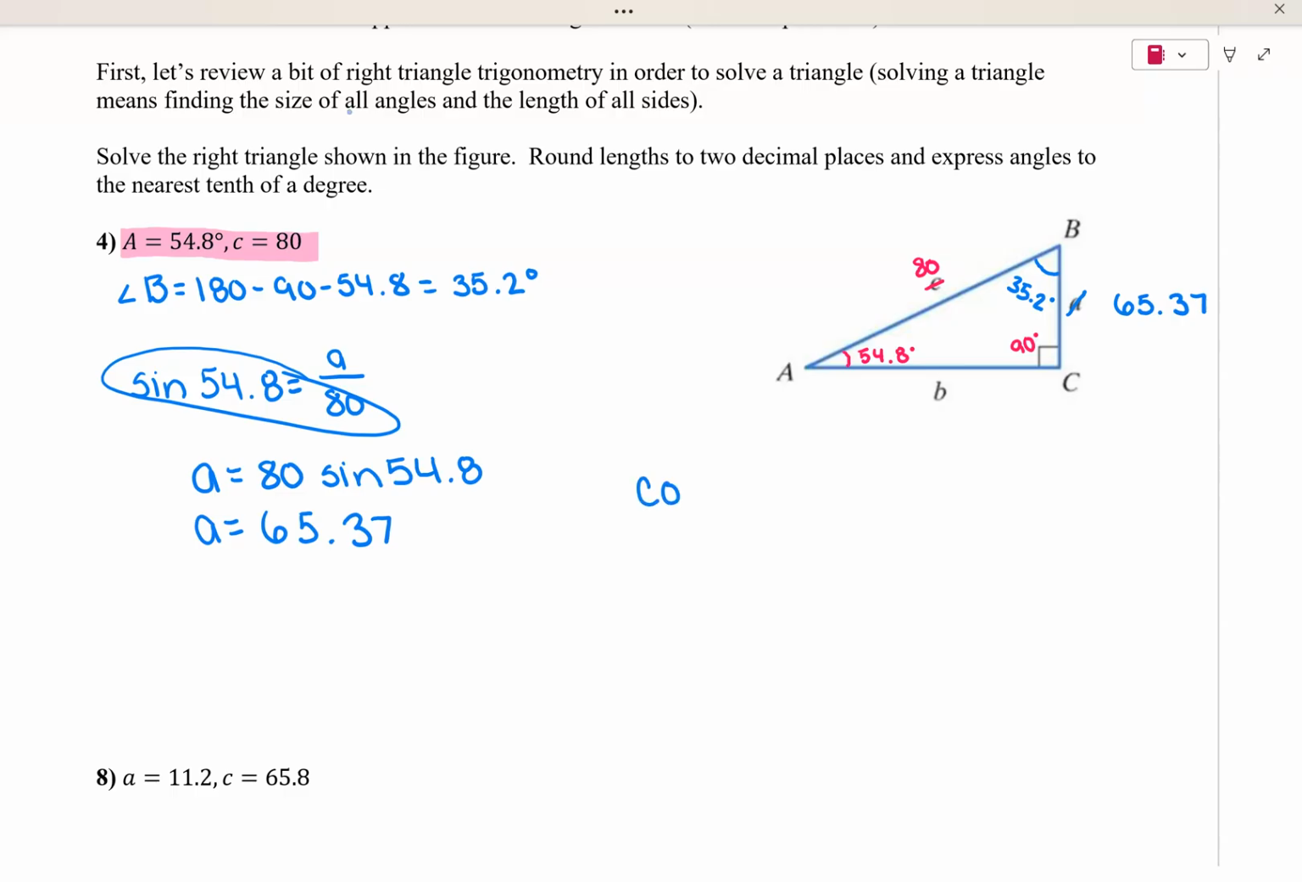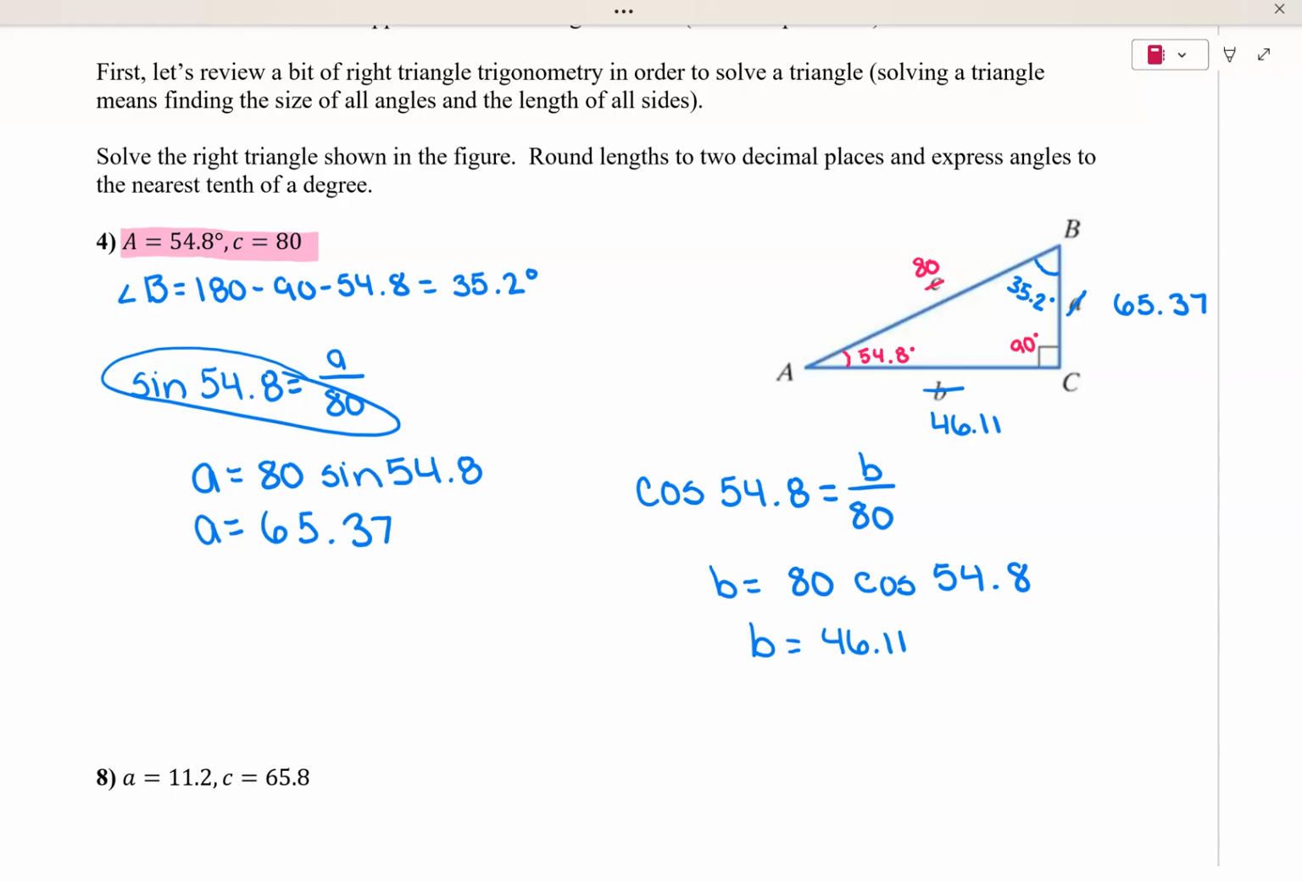Now we've got to find B, and in relationship to angle A, we're going to be dealing with cosine. So cosine of 54.8 equals B, which is adjacent over hypotenuse. Again, the B's on top, so I just need to multiply 80 times the cosine of 54.8. So 80 times cosine of 54.8 gives us 40... Oh, I typed mine in wrong. I accidentally hit the 5. There we go. So B would equal 46.11. So we have just solved the triangle.